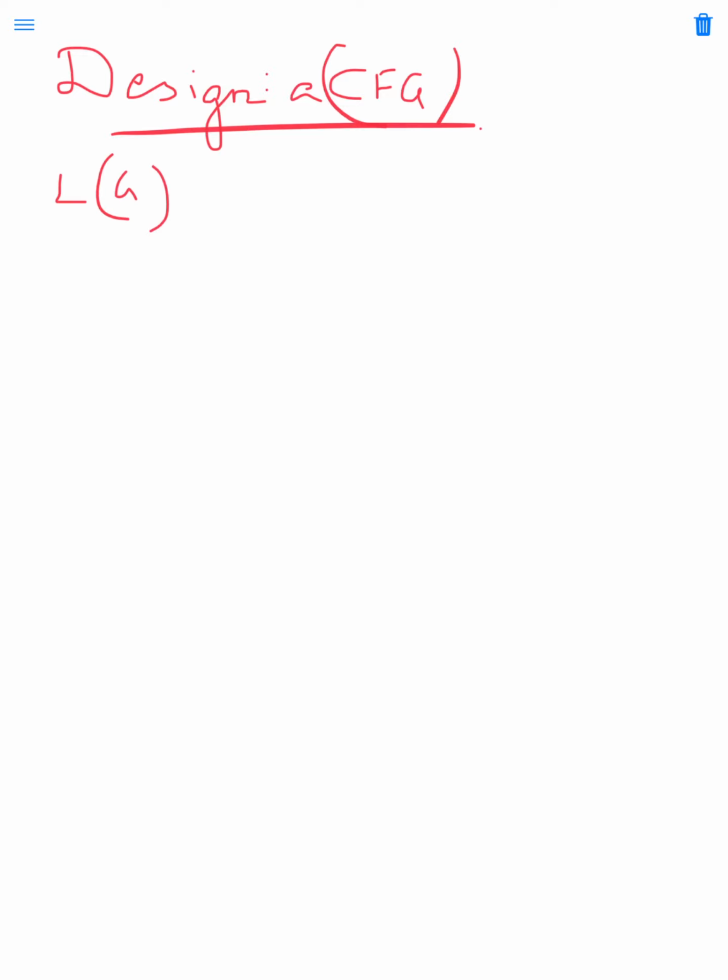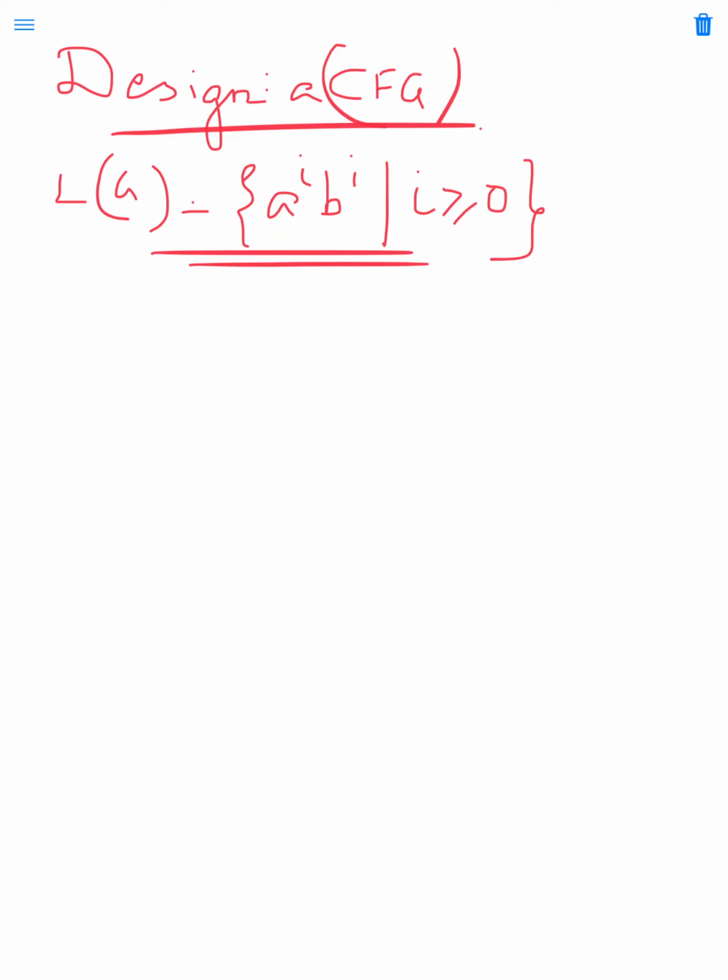design a context-free grammar for a given language. L of G is equal to a raised to i, b raised to i, such that i is greater than or equal to 0. So this is the language which will be given in your question. You have to generate the context-free grammar.